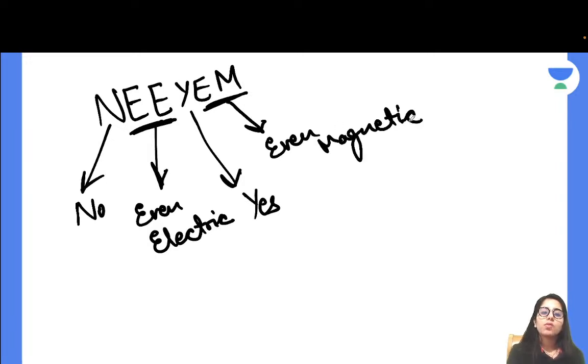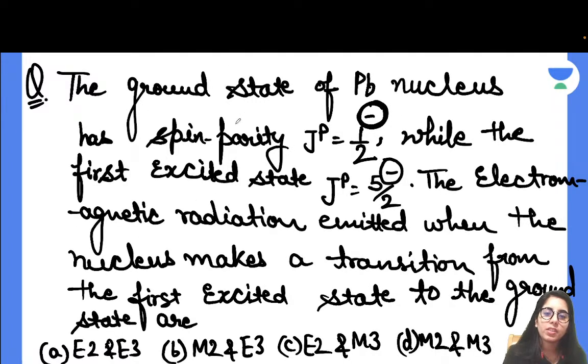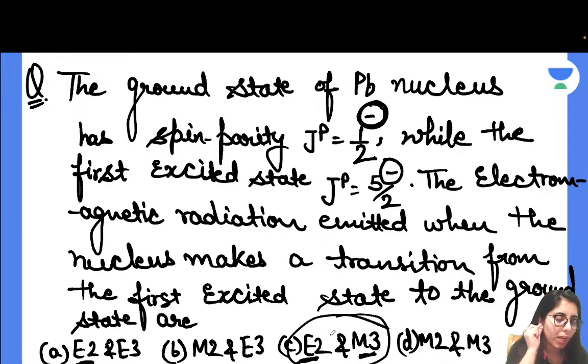So in this situation, what will happen? Even electric and even magnetic. Is the parity change taking place? The answer is no, and then it must have the even electric. So even component of electric means it will be E2. And what should be odd? Odd should be magnetic. So you can directly answer it. Odd magnetic is there in only one of the options you're going to have.